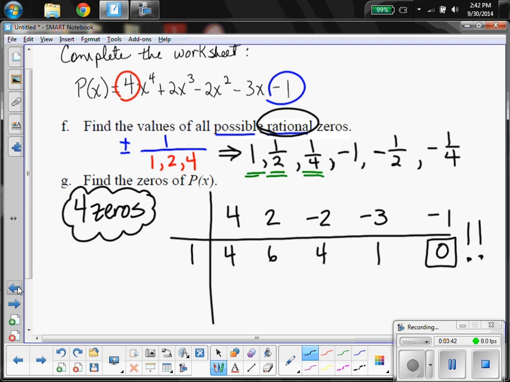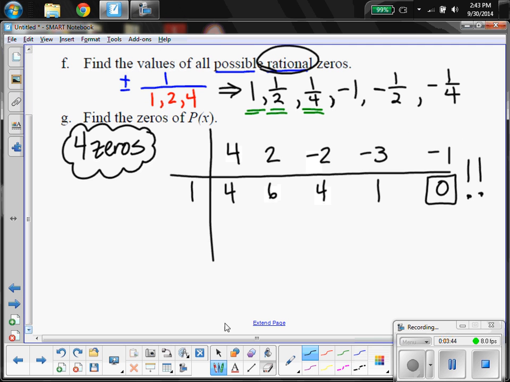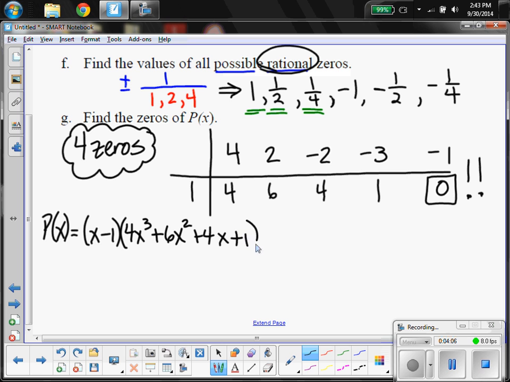So, right now, what does that tell me? That tells me that p of x, my polynomial that I started with, is equal to x minus 1 times 4x cubed plus 6x squared plus 4x plus 1. And it tells me that 1 is one of my zeros. So I've got 1 out of 4 zeros. And here is the factor that tells me that 1 is a zero.